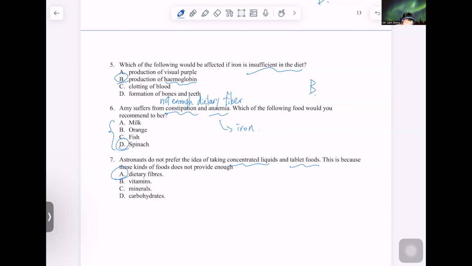So dietary fiber is very important, as if we do not have enough dietary fiber, we will have a big problem as we suffer from constipation. So it would be better for us to have fruit or food that contains dietary fiber. But with the concentrated liquid or the tablet food, they could not obtain the insoluble dietary fiber. So A would be the reason for that.